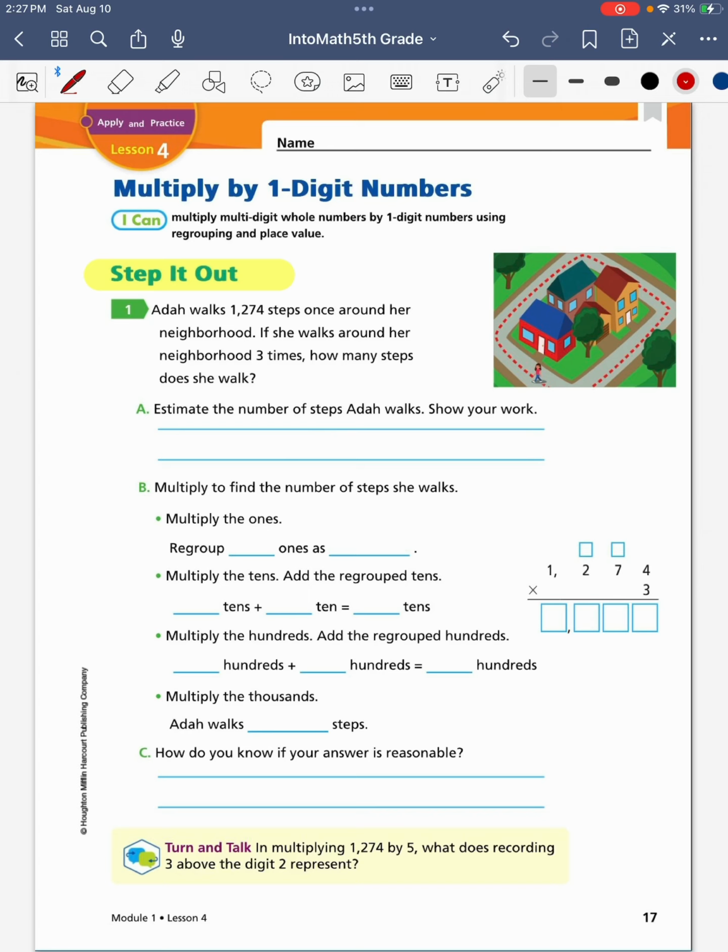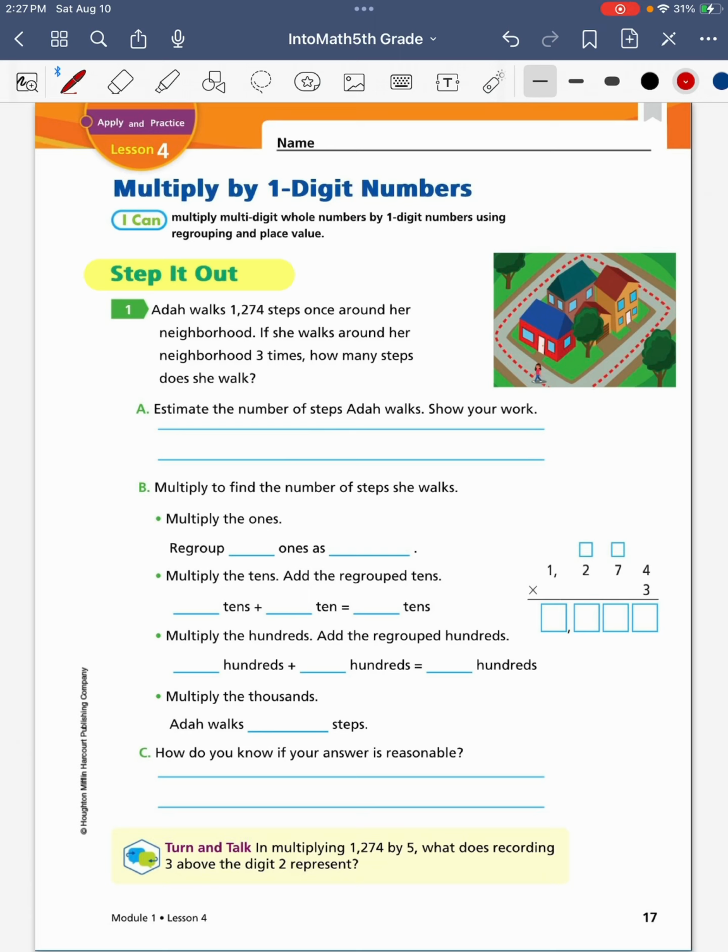To start off, we're going to be doing the Step It Out problem. Number 1. Ada walks 1,274 steps once around her neighborhood. If she walks around her neighborhood 3 times, how many steps does she walk? The first thing is asking us to estimate the number of steps that Ada walks and to show our work.